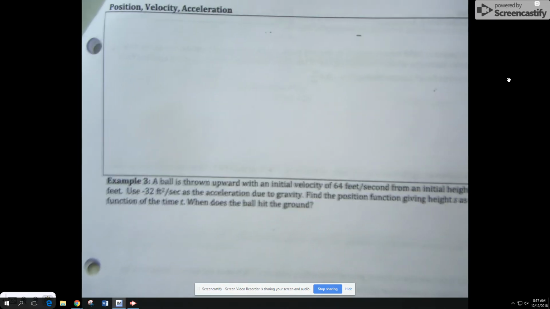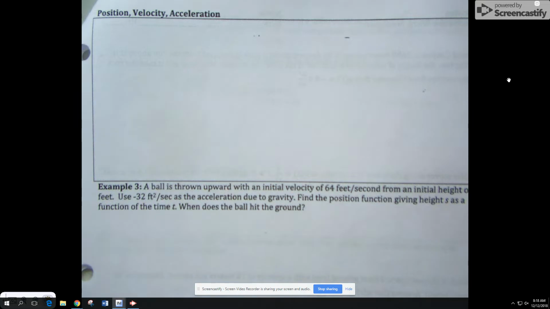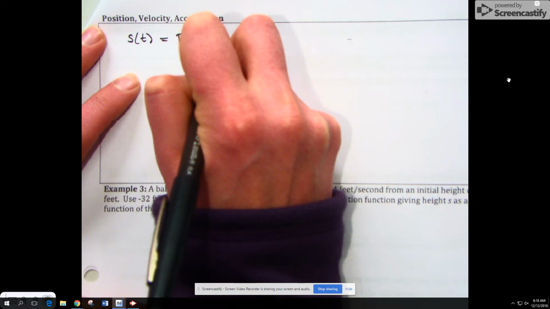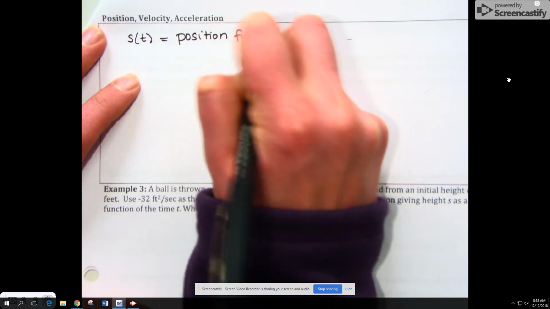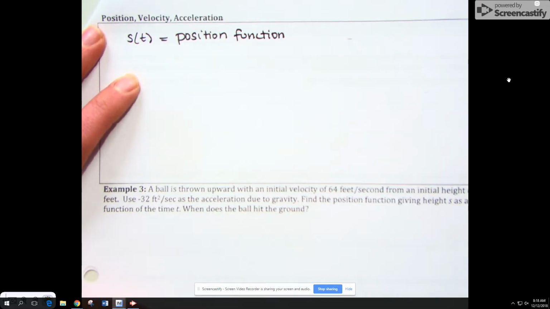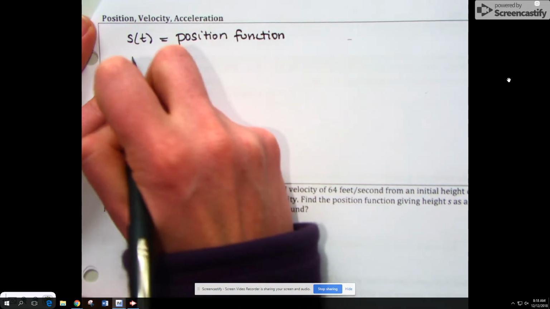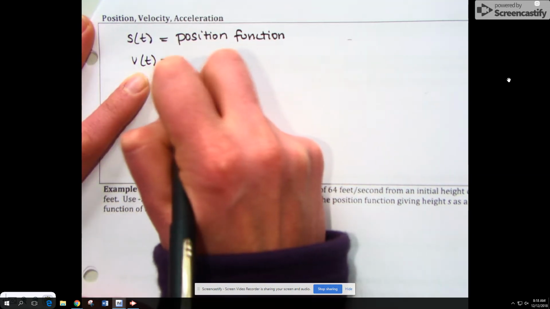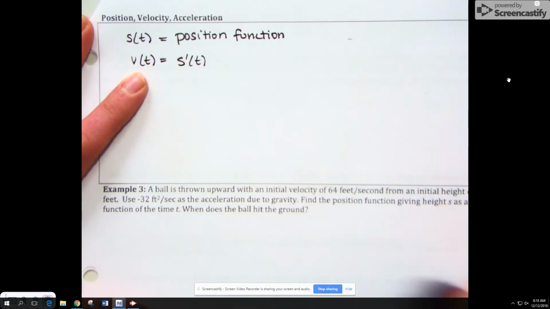All right, guys, position, velocity, and acceleration. We are going to just review some things that we already know. S of t is what we've been using for our position function. Sometimes it'll be x of t, sometimes h of t, but it's relative to a position. Our velocity is the derivative of our position function.